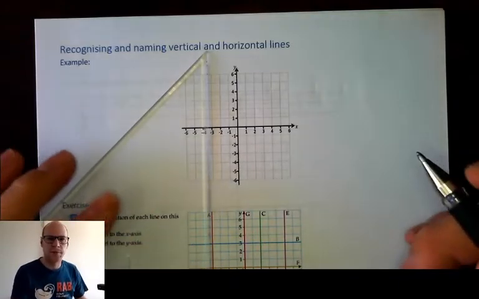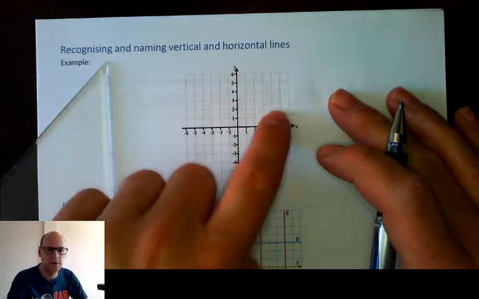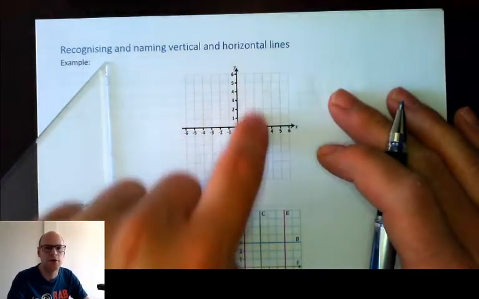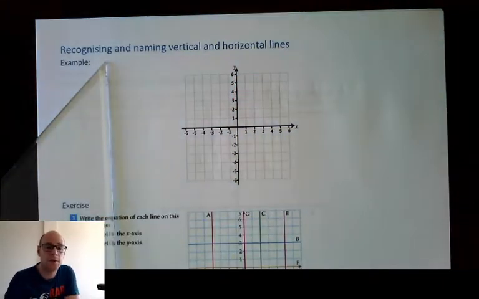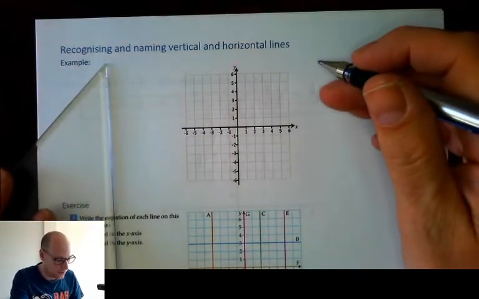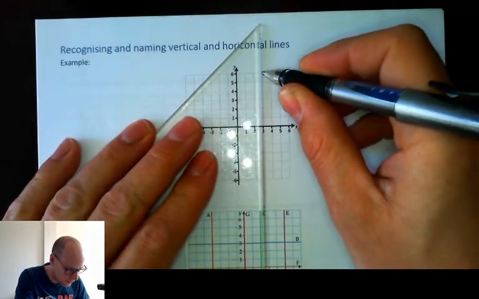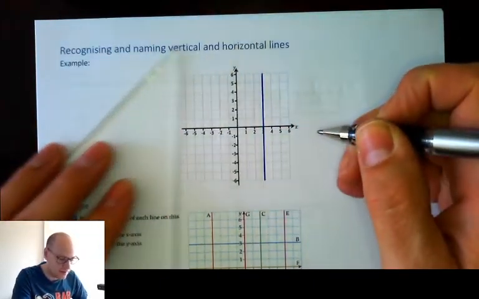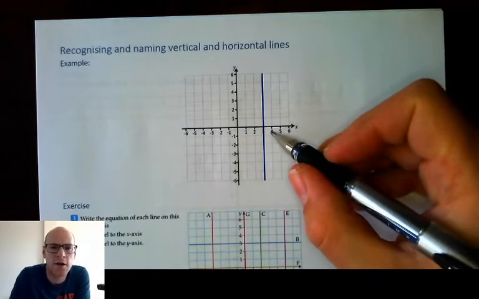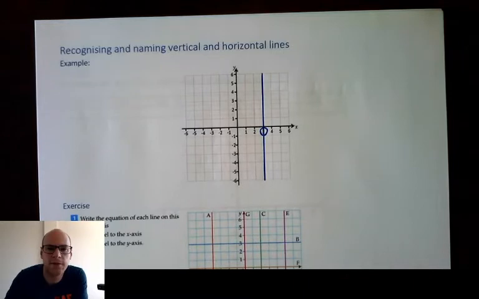Okay, off we go. So I want to talk about the names of the lines that are horizontal and vertical. We want to be able to give them names, and the names we give them are going to involve algebra. So let's have a few examples. The easiest one I could draw is this one here. That is a vertical line, and it goes through 3 on the x-axis.